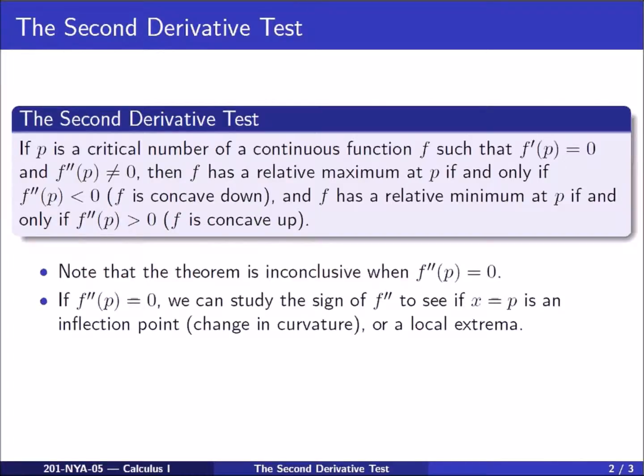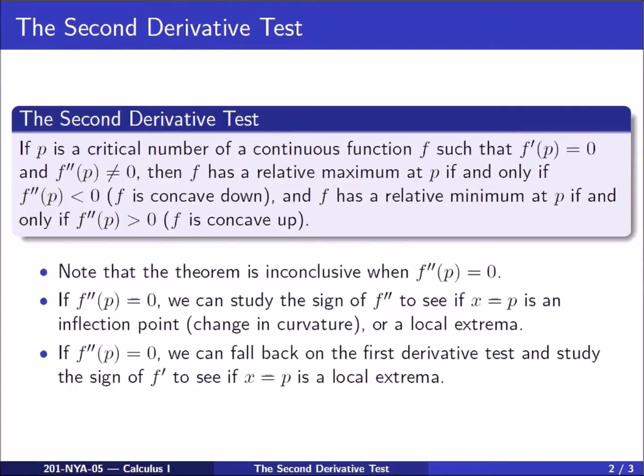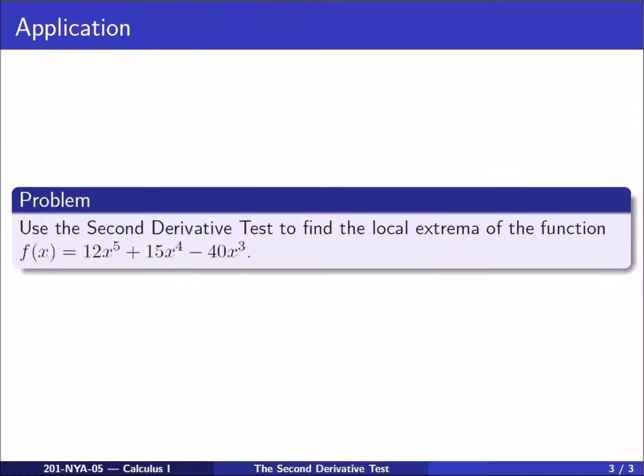However, in that case, we could always try to see if there's a change in curvature at p by looking at the sign of f prime prime around p, and then we could detect whether there's an inflection point there or a local extrema. We can also fall back on the first derivative test to see if there's a local extrema at p. So the problem we're going to look at is the following.